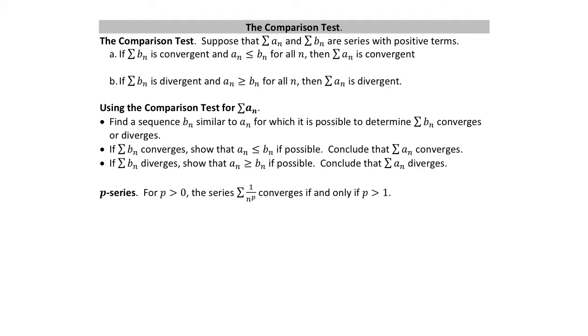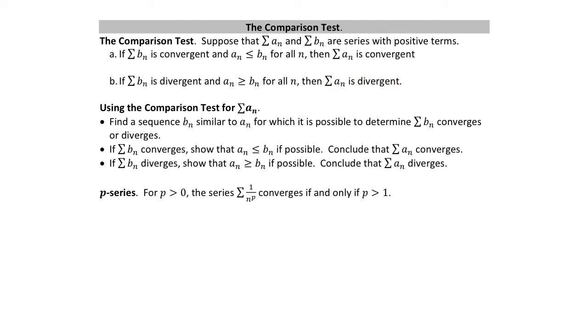On the other hand, if B sub n is divergent and A sub n is greater than or equal to B sub n, then the partial sums of A sub n will be greater than or equal to the partial sums of B sub n, but the partial sums of B sub n go off to infinity. And if we have a number that's greater than something that's going off to infinity, it will go off to infinity as well. So A sub n will be divergent.